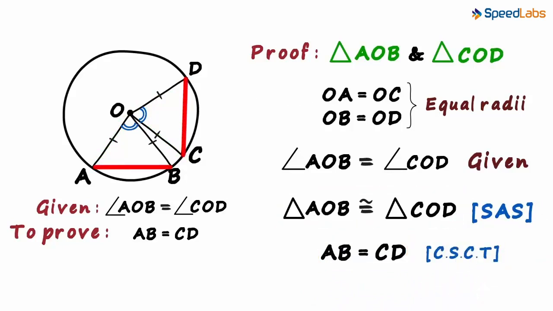Remember, if two chords in the same circle are equal, the angles they form at the center are also equal. And the converse says that if the angles formed by the two chords in the same circle are equal, then the chords are equal.